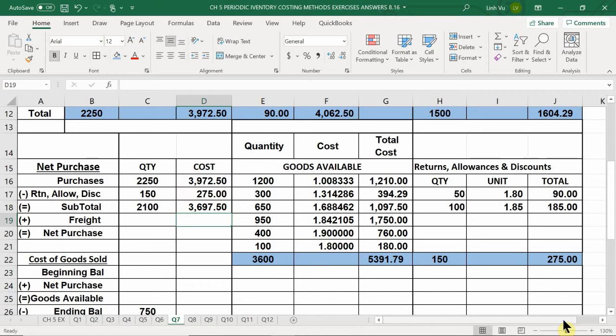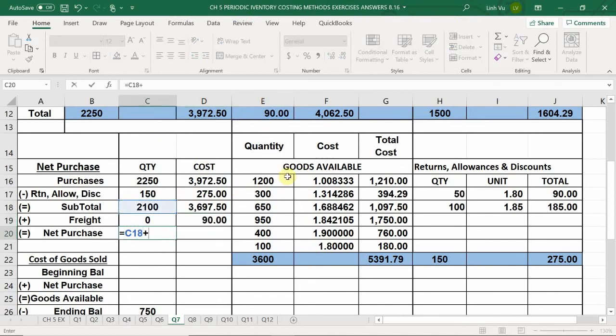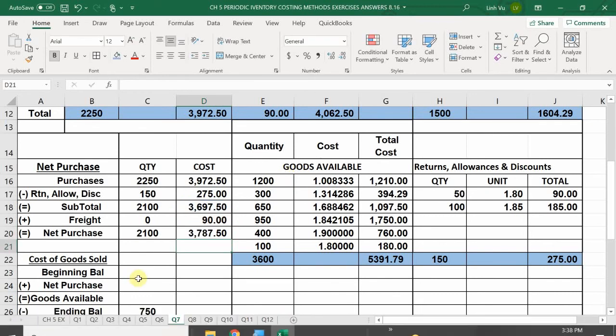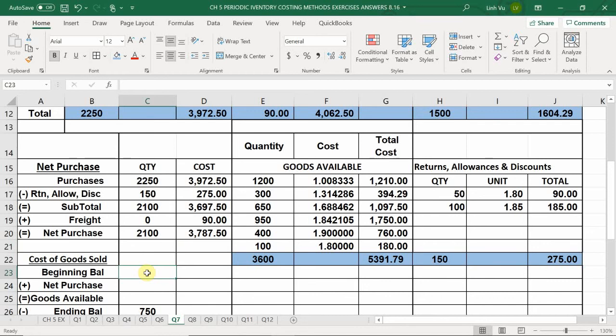Okay. Of course, freight adds nothing to quantity, but it adds $90 to my total cost. So let's go ahead and calculate my total net purchases. What is my total cost of my net purchases? 2,787.5. Good, okay.